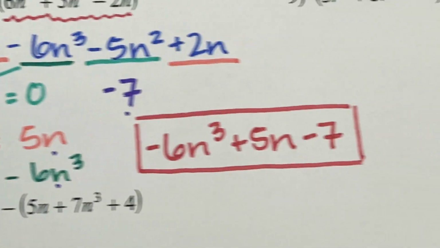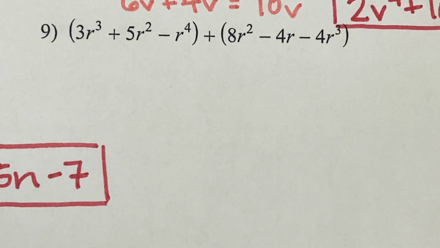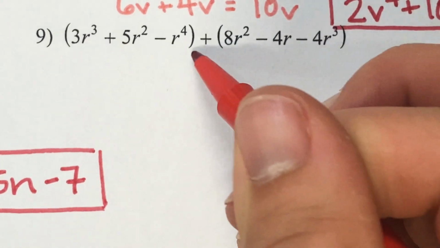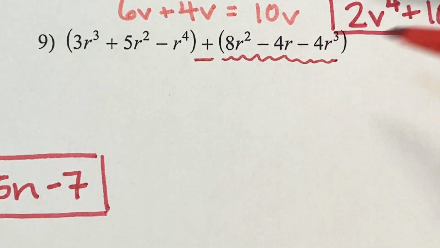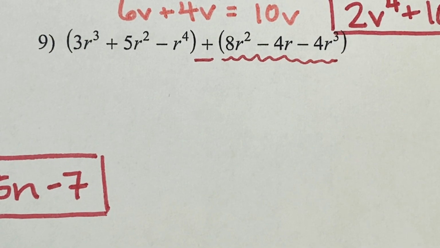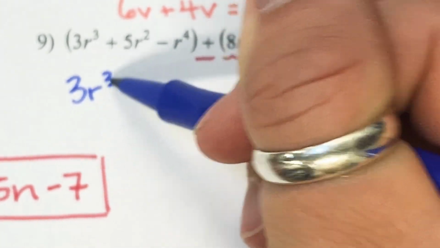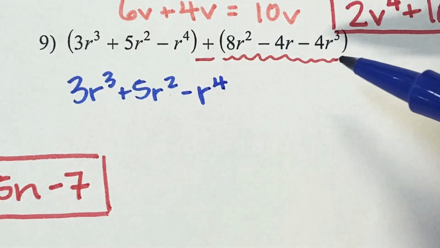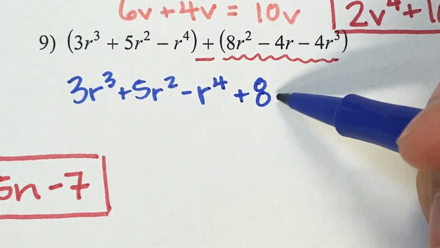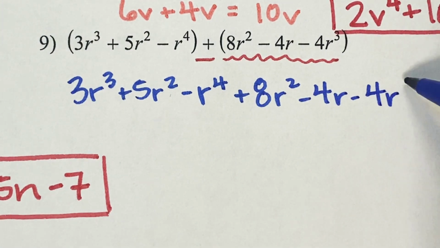Okay, let's look at number 9. Look at the sign in the middle of number 9. Sorry, this kind of went into number 9 space. What is it telling us to do? It's telling us to add. Do the signs change or stay the same with addition? They stay the same. So we can always rewrite the first piece exactly the same: 3r cubed plus 5r squared minus r to the 4th. Plus, because it's a positive, 8r squared minus 4r minus 4r cubed.